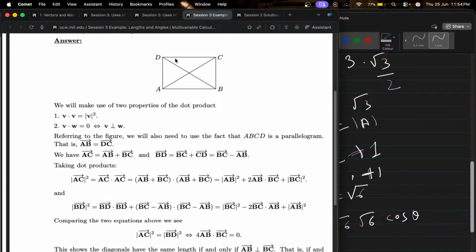So AB equals DC. Yeah. So we have AC equals AB plus BC. And BD equals BC plus CD, which is equal to BC minus AB. Okay, so taking the dot products.